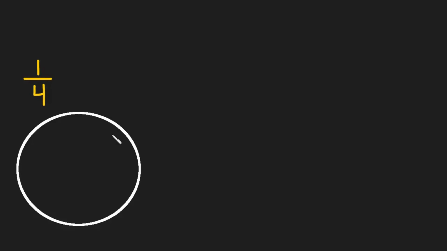So for instance, we have a whole circle here. You can think of this as a pie. It's usually the easiest way to think about it. So we have one whole pie. The bottom number, known as the denominator, so let me write this out. Denominator. The denominator tells us how many pieces to cut this pie into. So in this case, we're going to cut the pie into 4 pieces.